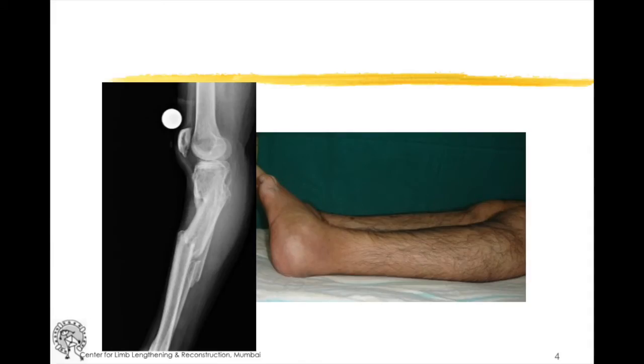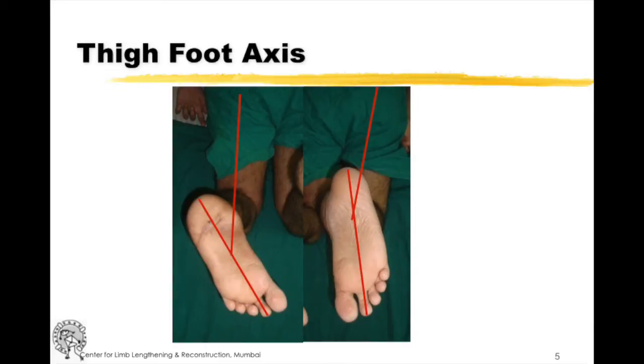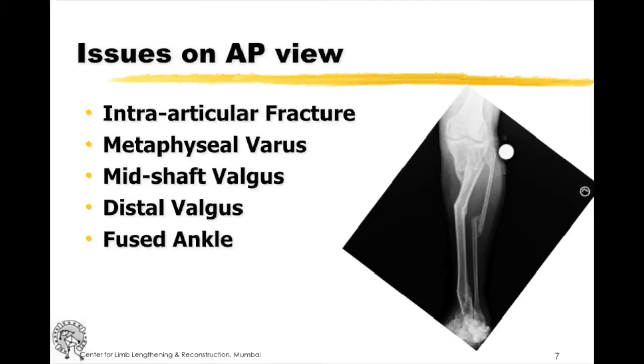And that's what it looked like on the lateral. He had a definite rotational component to his deformity. He was shorter. So there was this intra-articular fracture which was reasonably well aligned. It wasn't terrible, and I think getting alignment over here is more important. He had this metaphyseal varus and a mid-shaft valgus. There was distal valgus in this fracture over here, and his ankle was fused.